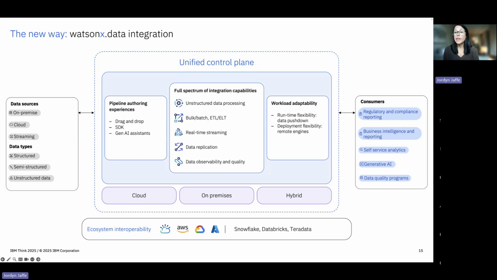So let me share with you 3 key pillars of our strategy, and then I'll dive into these for the rest of the presentation. So number 1 is pipeline authoring experience, which really provides pipeline authoring suitable for all skill levels. The second is integration capabilities. We embed the full spectrum of data integration capabilities within watsonx.data integration. And then third is adaptability. This is how we future-proof ourselves from these different shifts that are happening within the market.